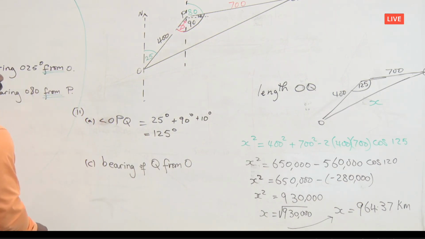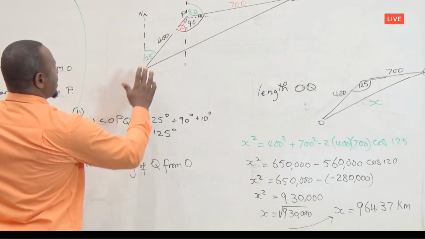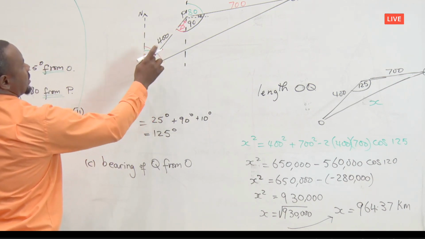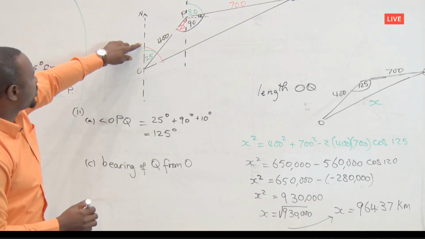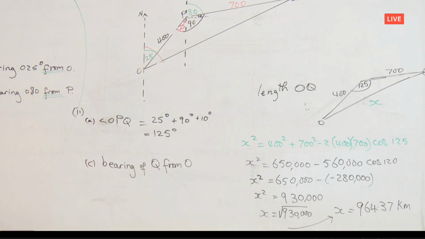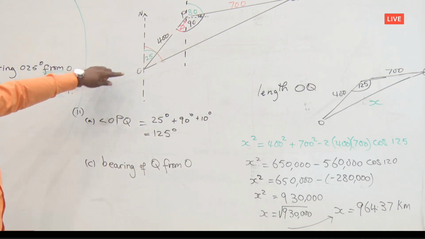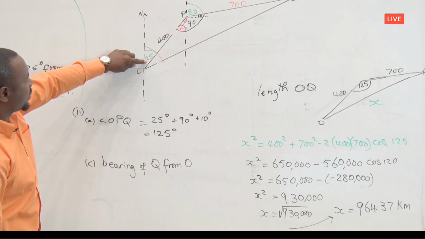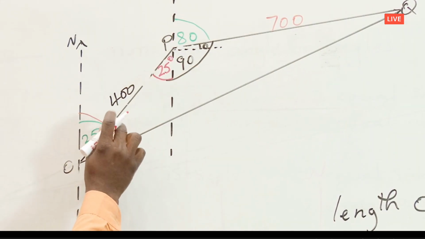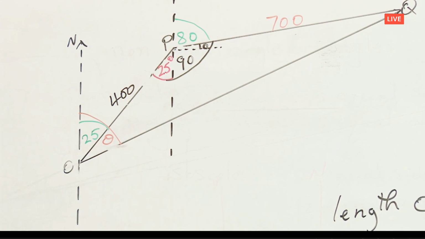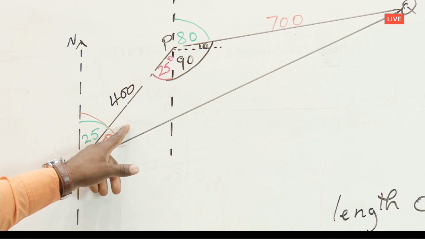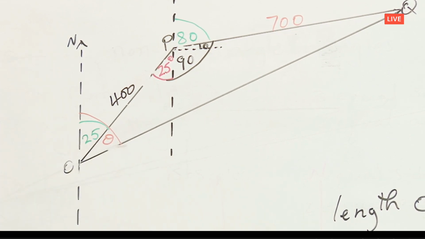So if we're moving from O to get to Q, it means that we want to take care of all of this movement from the North Pole to this line that generates the movement going to Q. We already know that this angle here is 25. So our next challenge is to find out what this angle inside there is.